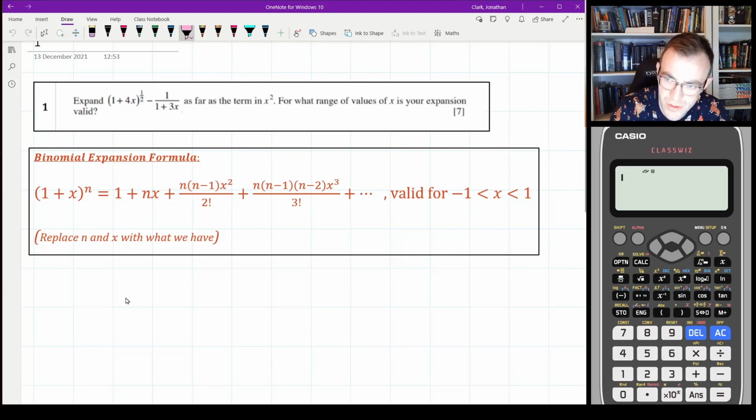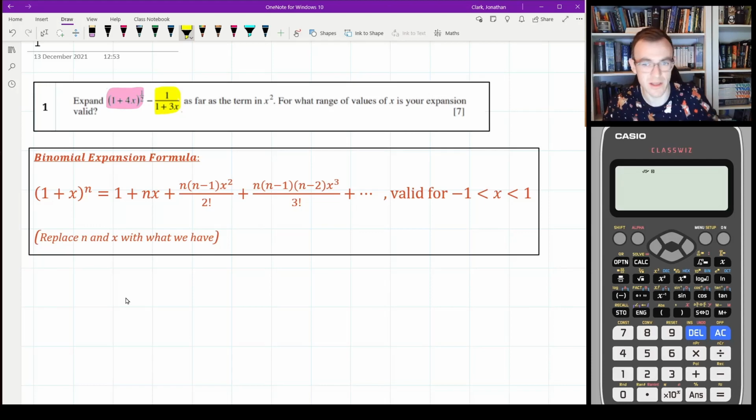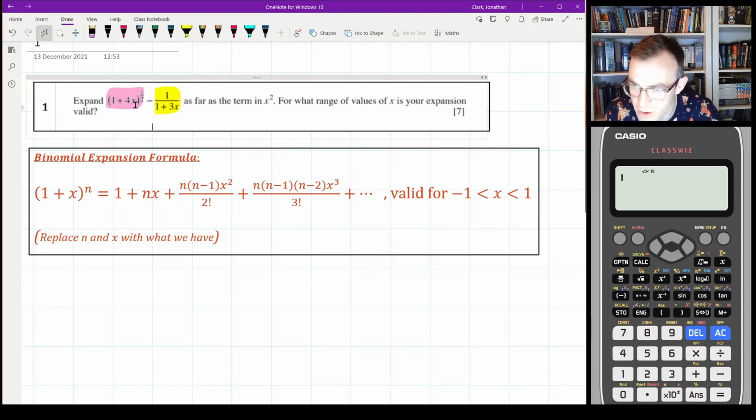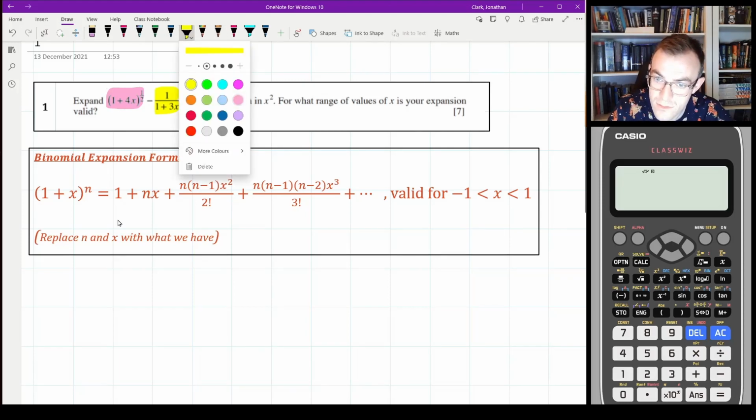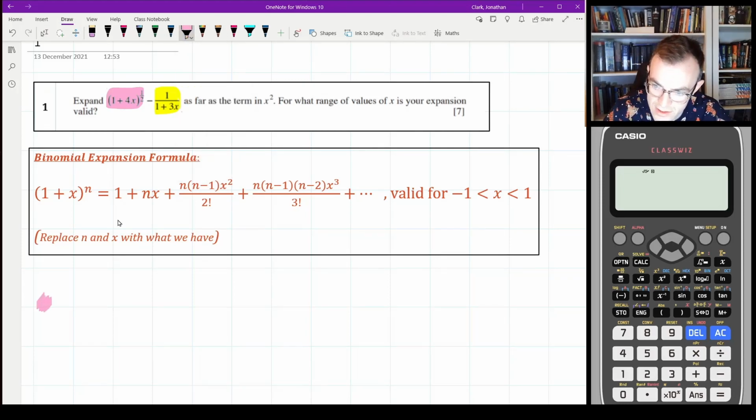Because there's two things in this binomial expansion, I've got 1 plus 4x to the power of a half. So I'll expand that first, and then I've got this here, 1 over 1 plus 3x. I'll expand those two things individually, and I'll just take one away from the other at the end. So let's go with this first one that I've highlighted in pink. We've got 1 plus 4x to the half.